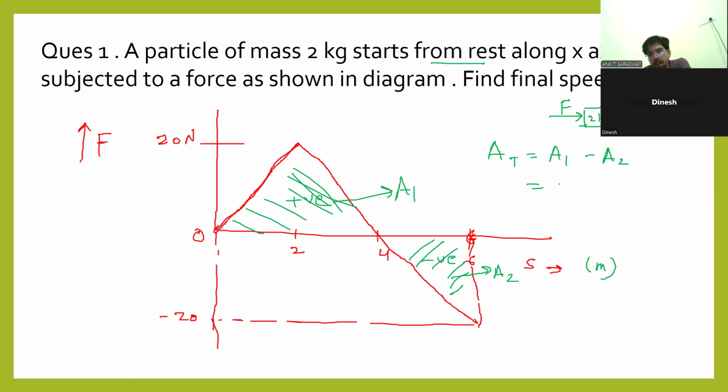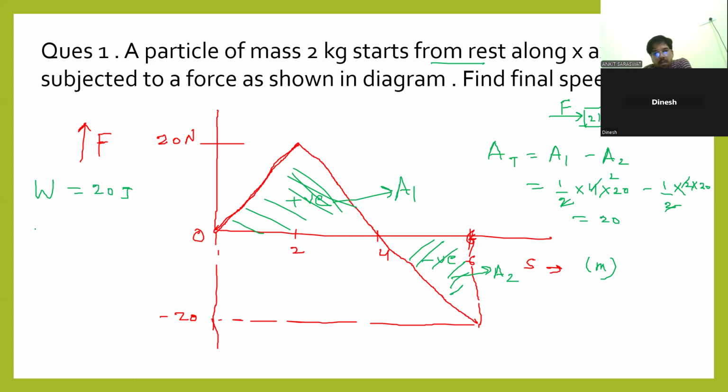So A1 will be half times base 4 times height 20, minus half times base 2 times 20. It will be 40 minus 20, which is 20. The total work done by the force is 20 joule. Clear?